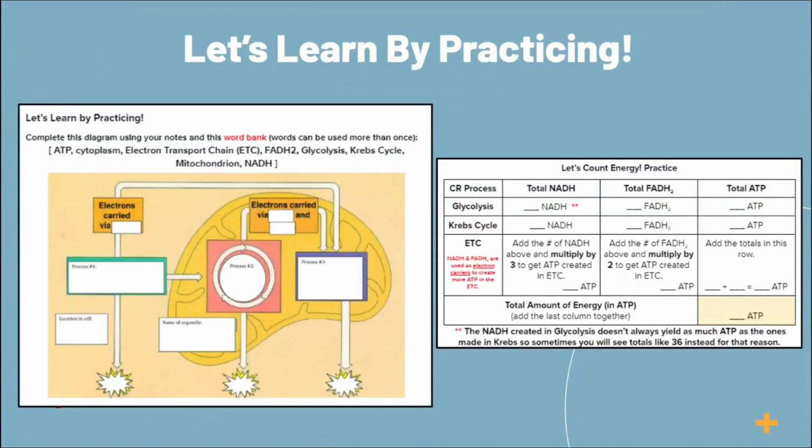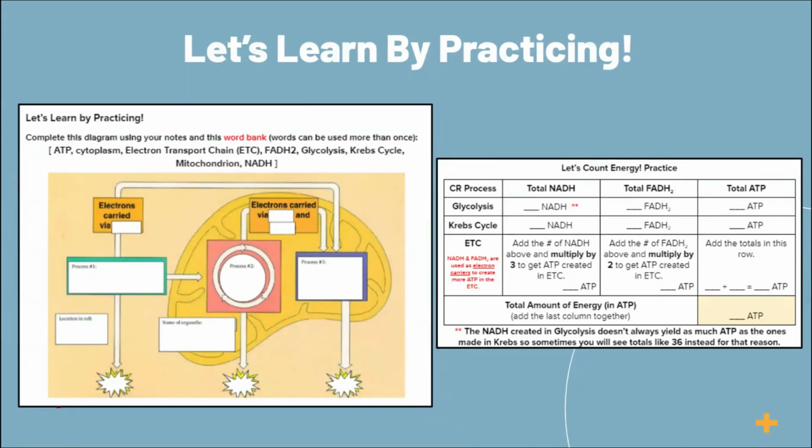Now, you have practice on this next page. There's actually an additional practice. You don't have to do that right now. The first part of the practice, you're going to use the word bank to fill in these parts. These come from your notes. You have this information in your notes, so you can complete this. The second table is to help you with counting.